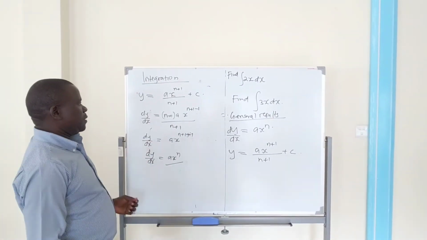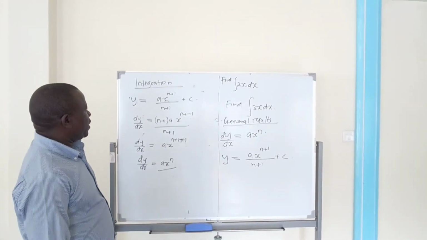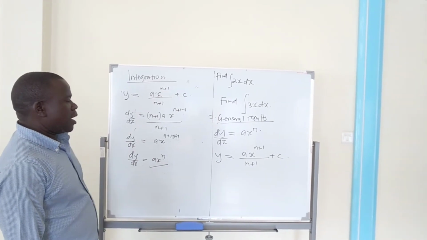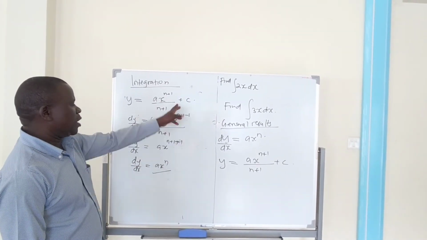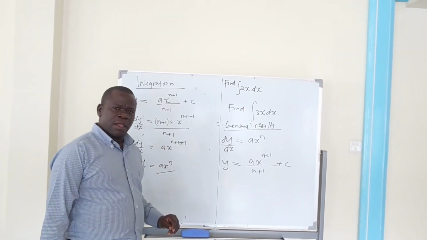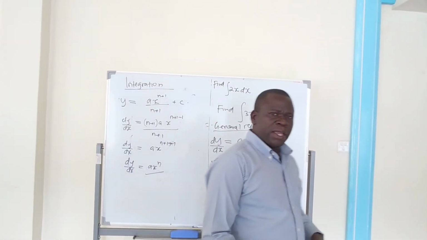So what does the rule say? When I'm given a function to integrate, I add 1 to the power. After adding 1 to the power, I divide by the new power. Of course, I put the constant c. That's the general rule for integration. Let's look at the example, how to apply it.